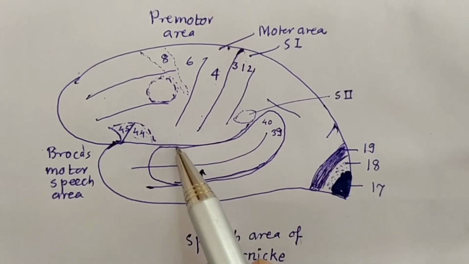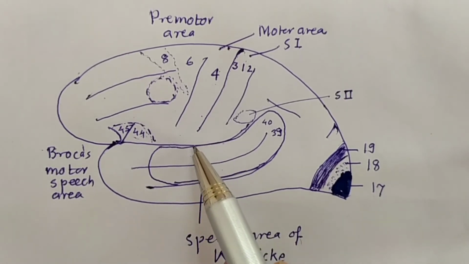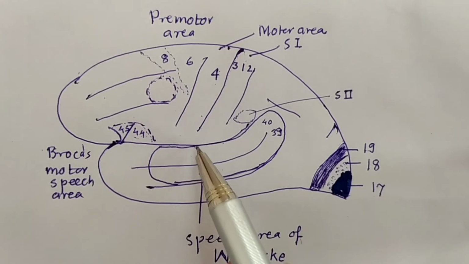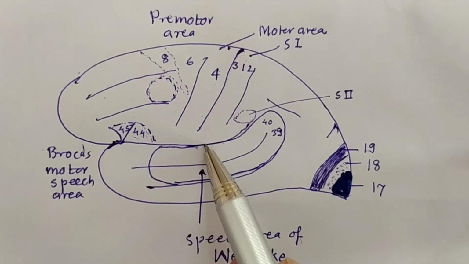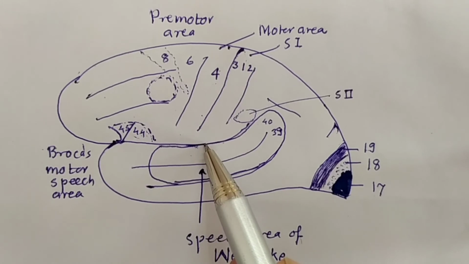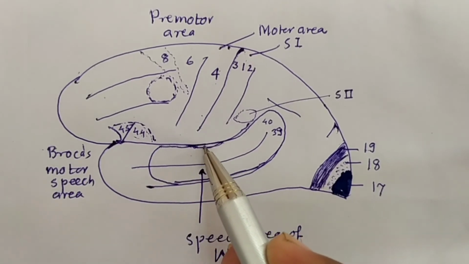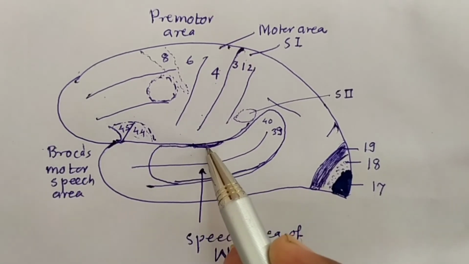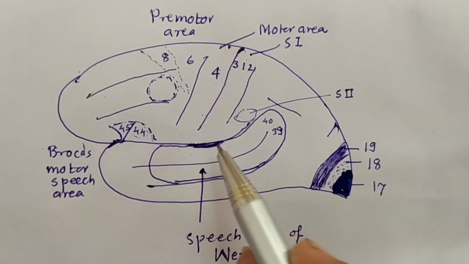This is the posterior ramus of the lateral sulcus, and in the floor of the posterior ramus of the lateral sulcus, there are the anterior and posterior transverse temporal gyri, and they form the auditory area, area 41-42. Some part of this area also extends into the upper part of the superior temporal gyrus.